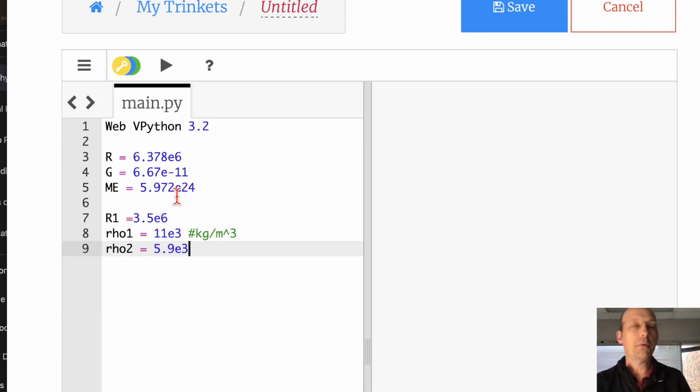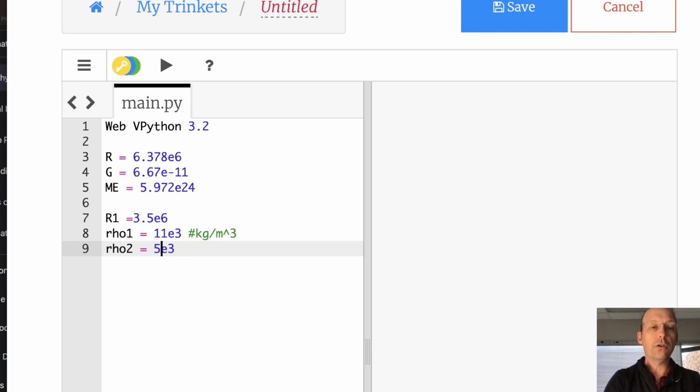I did the mass of the Earth, but I'm going to recalculate the mass of the Earth. So I have the radius of the inner core, 3.5 times 10 to the 6. Rho 1 is 11,000 kilograms per cubic meter. And then I put rho 2 as 5.9. That seems a little high. Let's just go with 5.